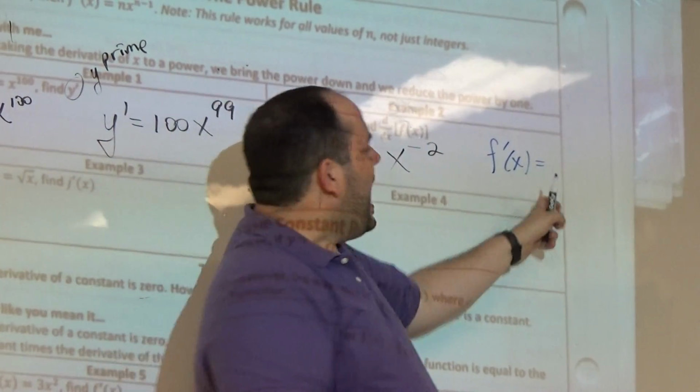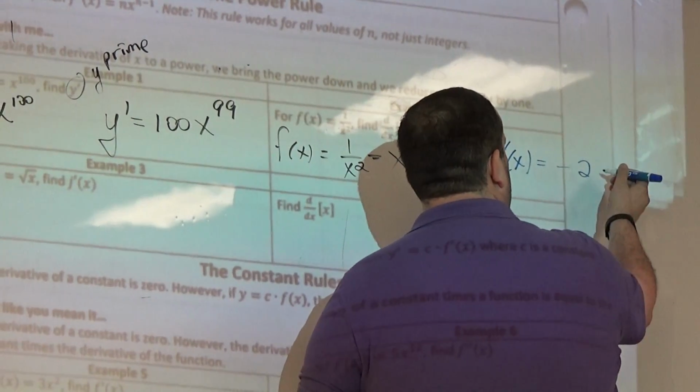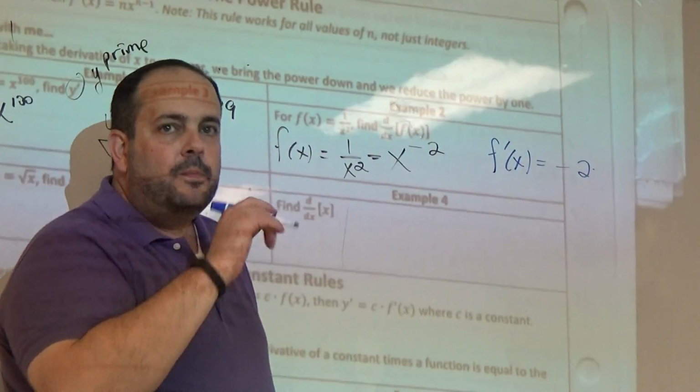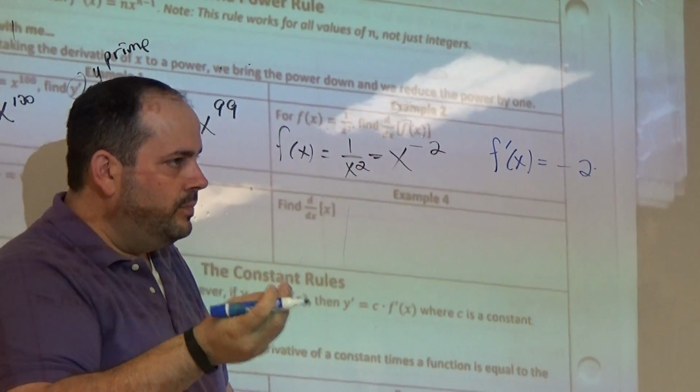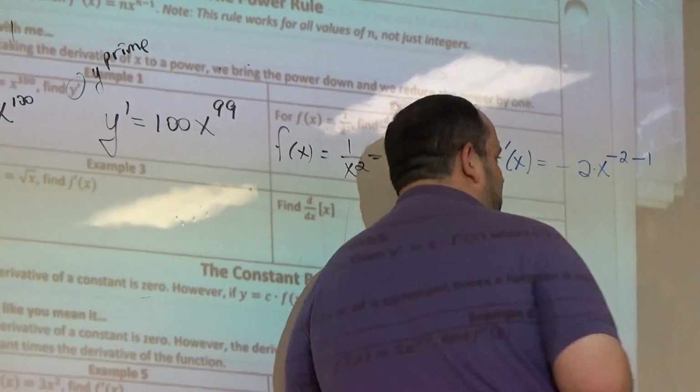Bring the power down. I bring that power down. And then? Subtract the power by 1. You bring the power down and then? Reduce it by 1. Reduce the power by 1. So it's x to the negative 2 minus 1.